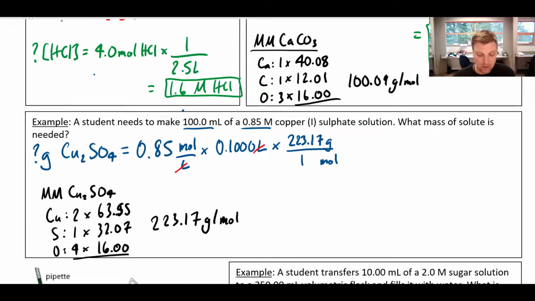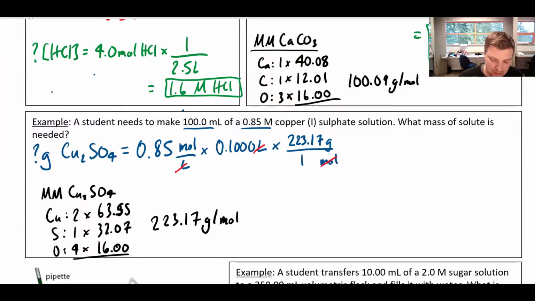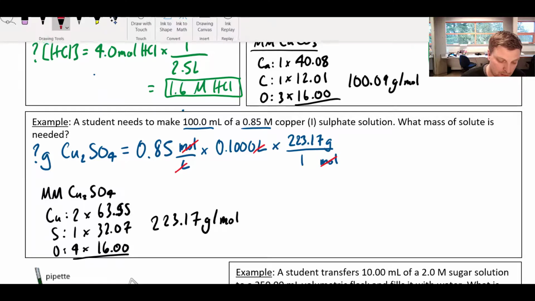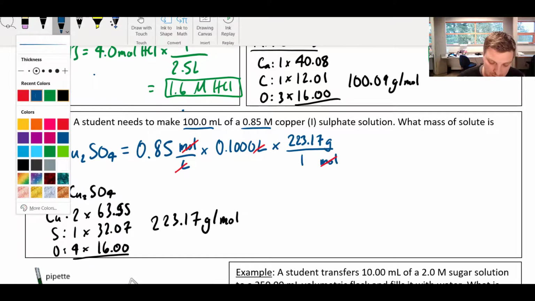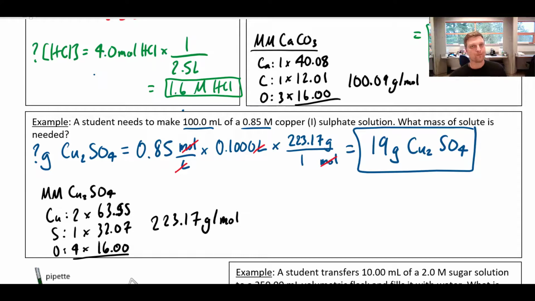223.17 grams per mole. I'm going to check my units. The moles here cancel with moles there, and you can see that I'm going to be left in grams. So that's what I wanted the whole time. So when I crunch these numbers, 0.85 times 0.1 times 223.17, I end up with right around 19 grams of copper 2 sulfate. And so that is my answer.